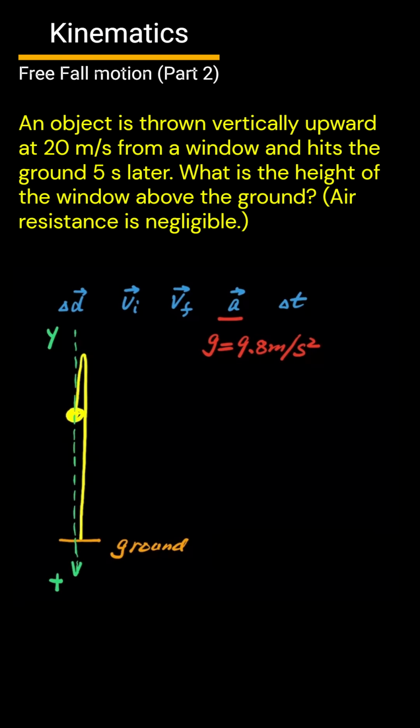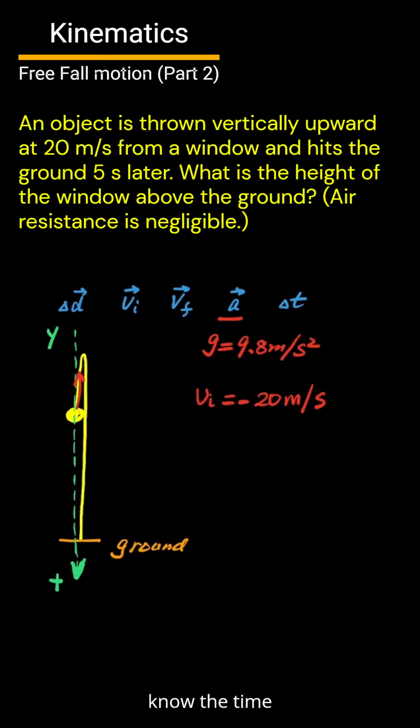Now that we've all set up, let's figure out the values of our variables. Besides the constant gravitational acceleration, we are told that the initial velocity is 20 meters per second. But we have to be very careful here. The baseball is thrown upwards, but we chose downward as the positive direction. This means our initial velocity must be a negative value. So our initial velocity should be negative 20 meters per second.